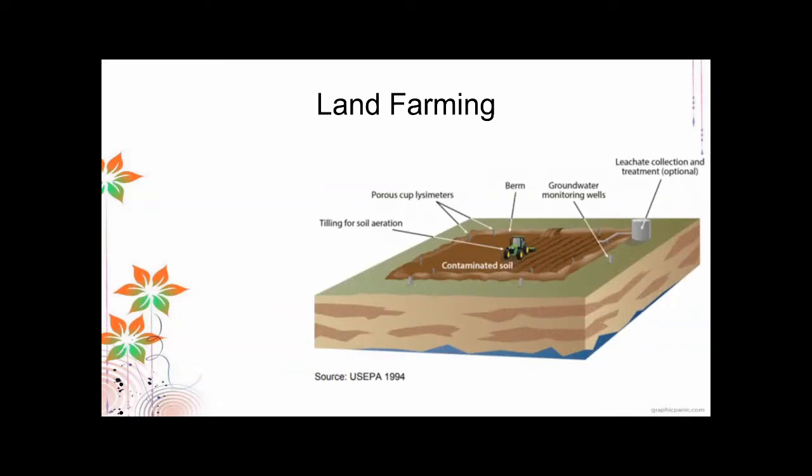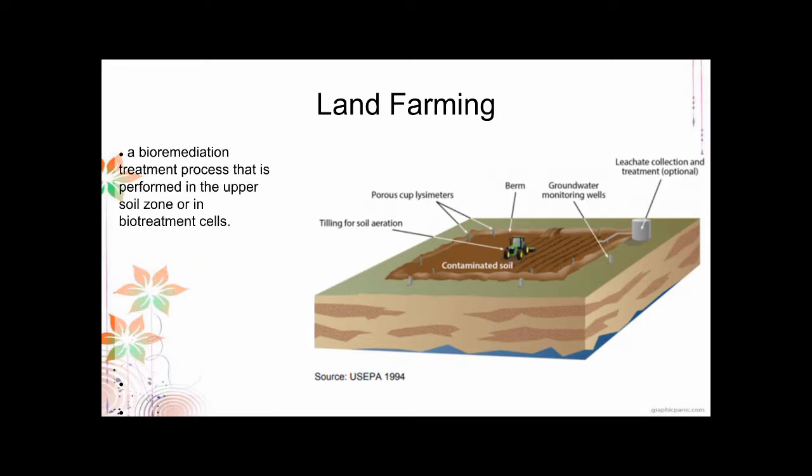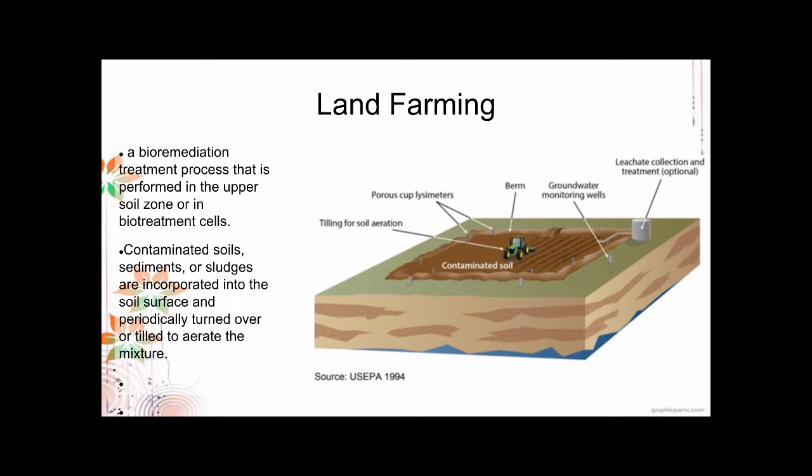The other one is land farming, which is different from the farming that we know of. Land farming is a bioremediation treatment process performed in the upper soil zone or in biotreatment cells. You have the contaminated soil and you till it for aeration. It's like bioventing, but instead of the contaminated area being underground, it's above ground. You till the soil to aerate it and allow the microorganisms to degrade the contaminants in the soil.